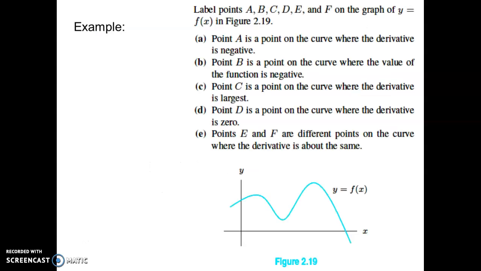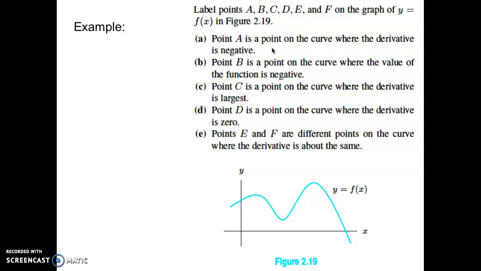All right, let's do a little bit of analysis here where we're not going to do some algebra. We're just going to do analysis. It says label points A, B, C, D, E, and F on the graph of y equals f of x in this figure below. So we're looking at this figure down here, which is a funky figure. Part A says, put point A on the curve where the derivative is negative.